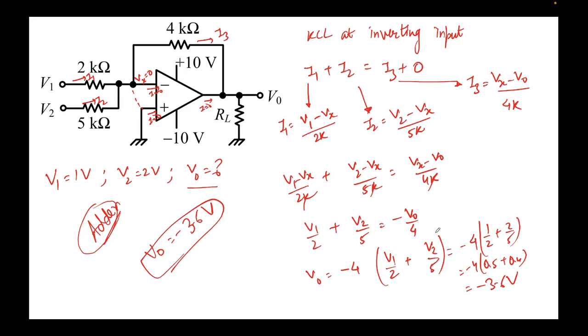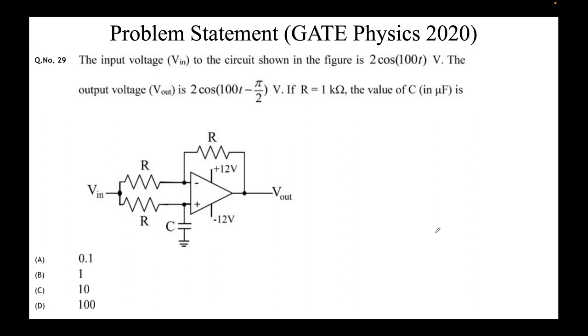This is a very straightforward question. I am doing nothing fancy, just KVL. This is not even KVL here, just KCL. And you just have to remember that it's a virtual short condition. That's all. Right. Next question.